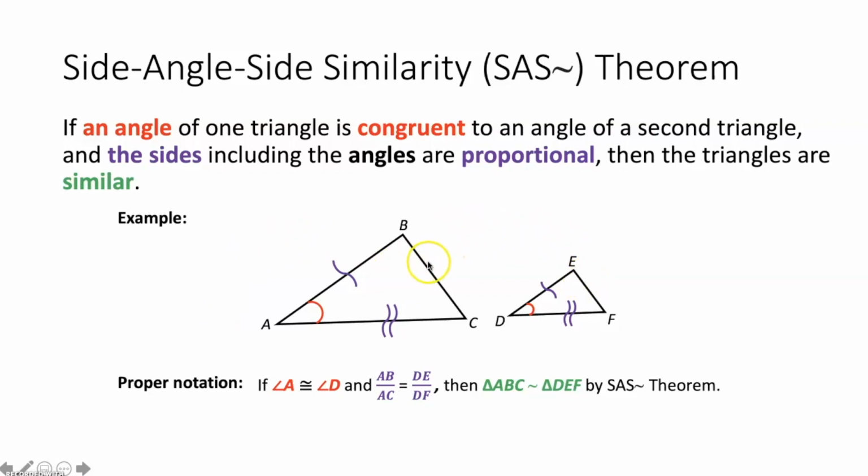To prove these two triangles similar by the side-angle-side similarity theorem, what we have to do is show that an angle in one triangle is congruent to an angle in another triangle. So angle A is congruent to angle D. We then have to show that the two sides that include the angle in one triangle, meaning the two sides that touch our given angle in one triangle, so segment AB and segment AC, have to be proportional to the two sides that include our angle in the other triangle, so the two sides that touch our given angle in the second triangle, so segment DE and segment DF. If we know those two sides that include our given angle are proportional, and we know those two angles are congruent, then we know these two triangles must be similar by the side-angle-side similarity theorem.